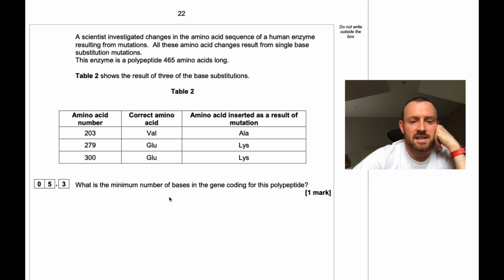A scientist investigated changes in the amino acid sequence of a human enzyme resulting from mutations. All these amino acid changes result from single base substitution mutations. This enzyme is a polypeptide 465 amino acids long. Table 2 shows the results of 3 of the base substitutions. Okay, amino acid number. So 3 different mutations. What is the minimum number of bases?